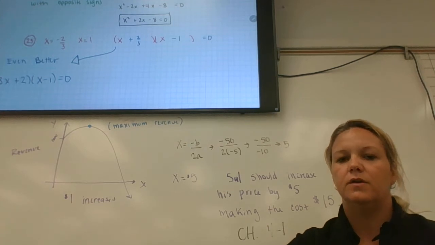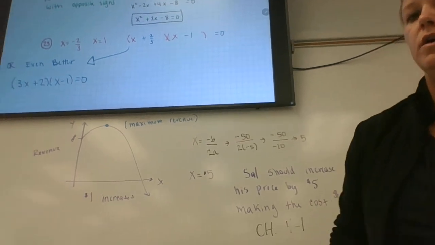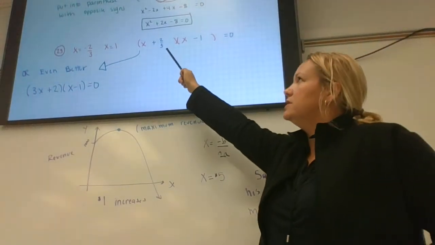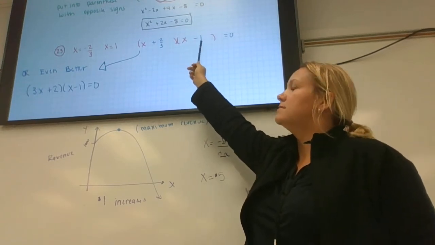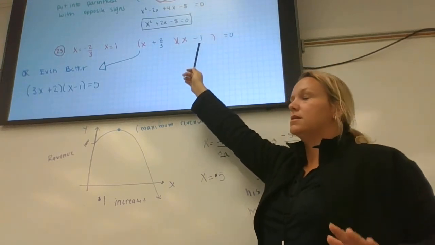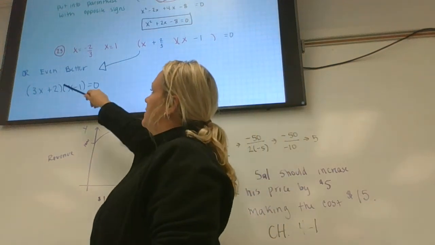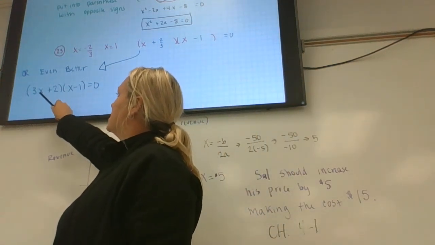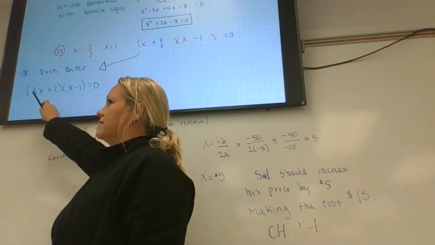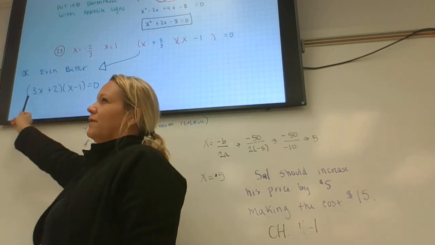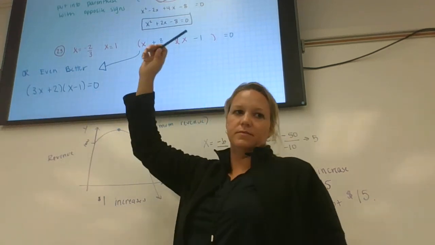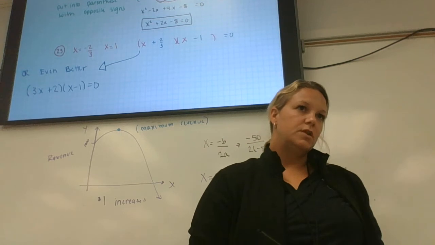All right, I'm going to give you full credit for either one of these answers. You could do x plus 2/3 and x minus 1. But I think some of y'all are comfortable enough with this to know that a fraction answer came from a coefficient on x. So this is a little more advanced than this one. They're equivalent.